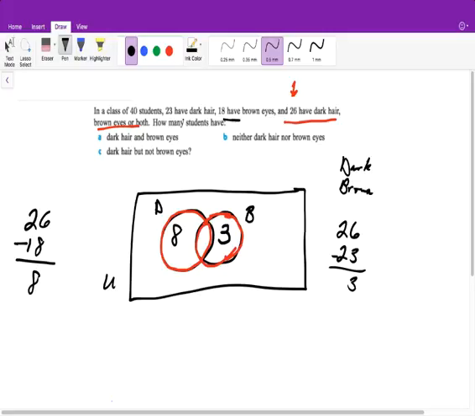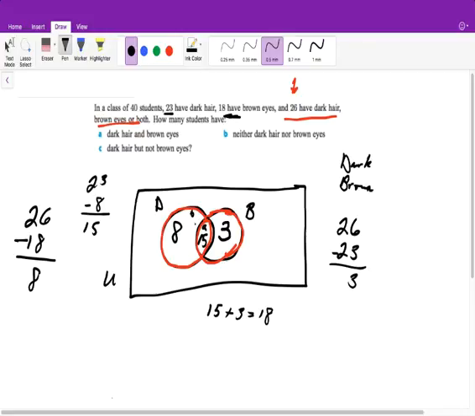So if 23 people in general have dark hair and 8 of them only have dark hair, then these two sections, section A and section B, have to add up to 23. Well, if we already have 8 here, 23 minus 8 is equal to 15. So that means 15 people have both dark hair and brown eyes. And we can check our work because here in circle B, this 15 plus 3 adds up to 18, and that's how many people in total we said have brown eyes. So we know that we did this math correctly.